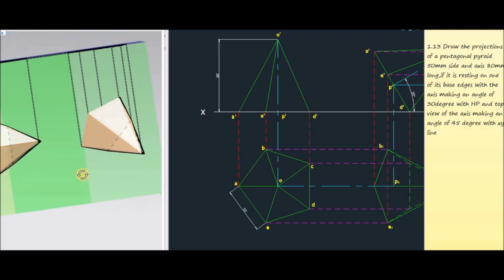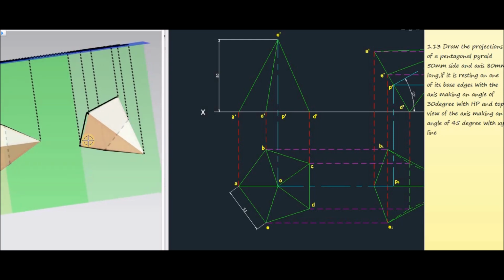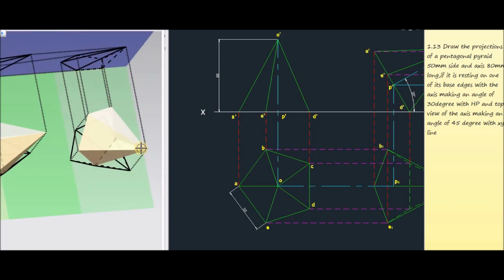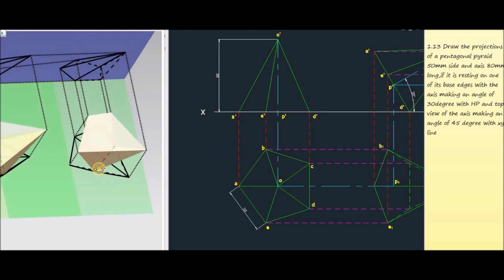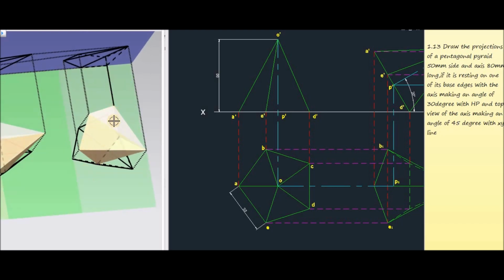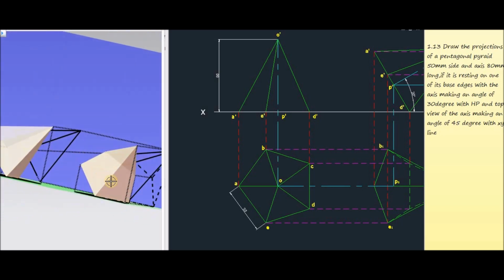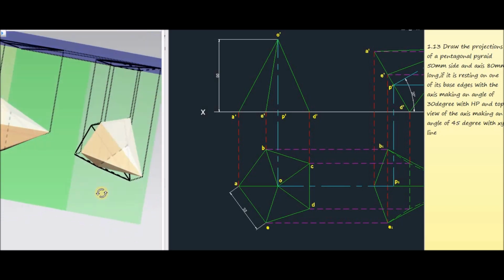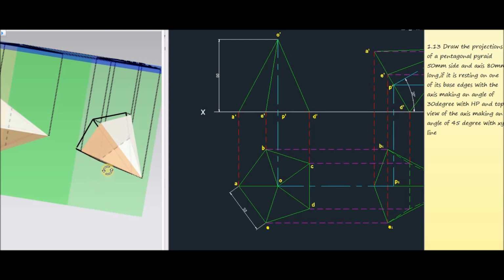For getting the top view, observe the object from the top side, project all the base corners to the horizontal plane, and the vertex to the horizontal plane. Again, the outer edges which are visible looking from the top side can be marked by thick lines, and the edges which are not visible observing from the top side can be represented by dotted lines.